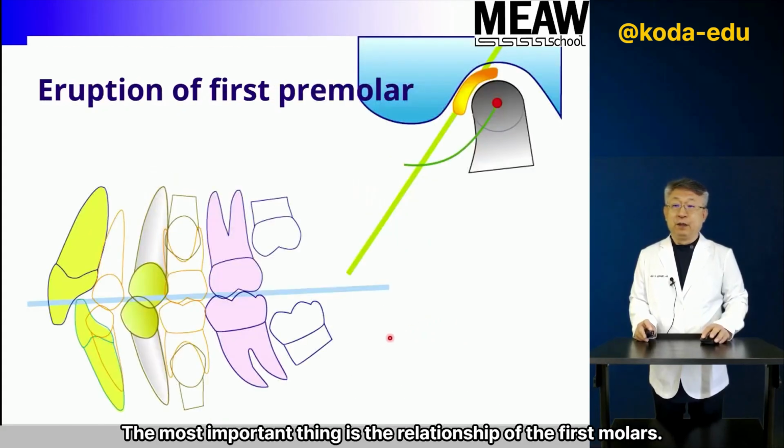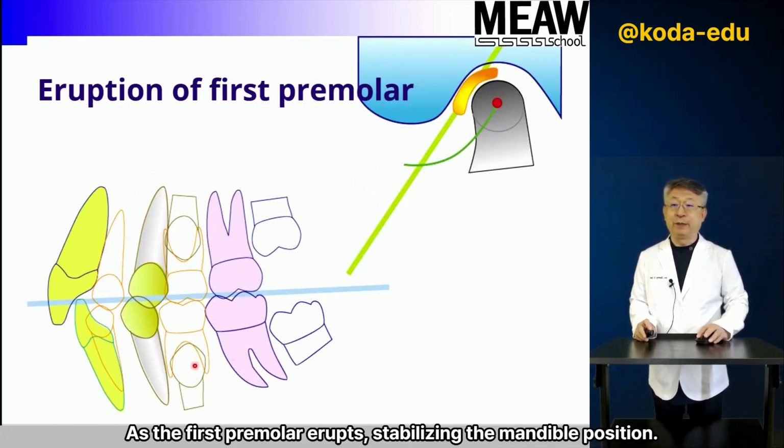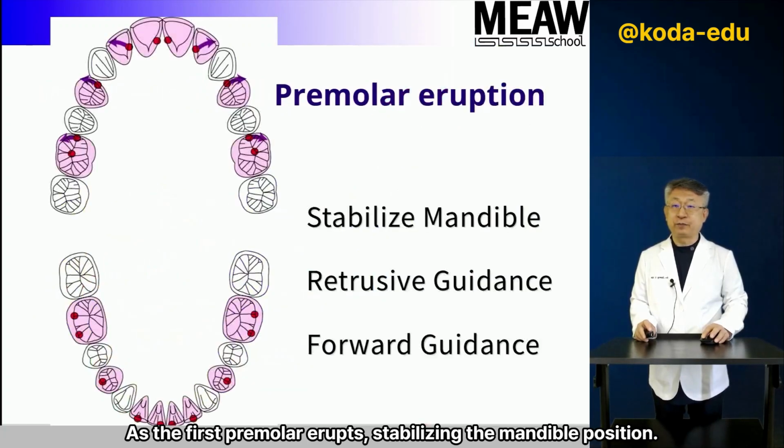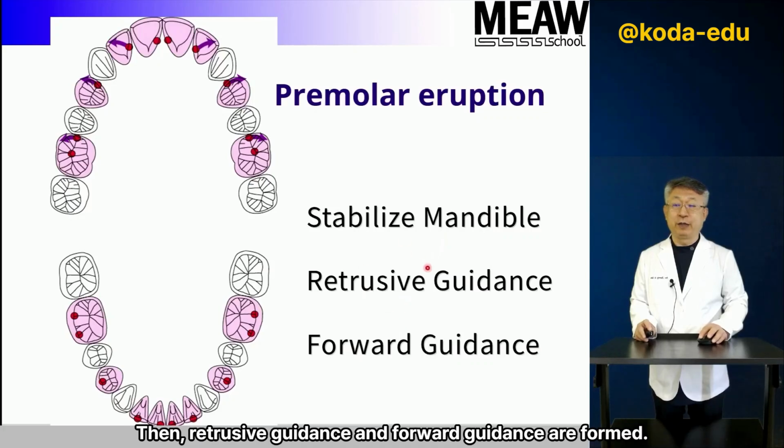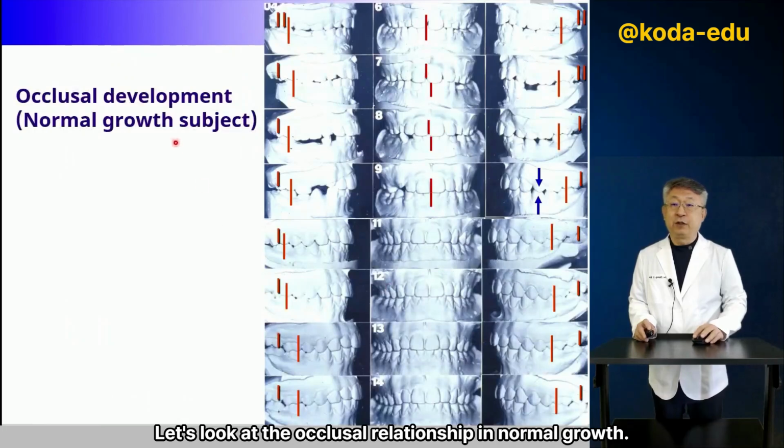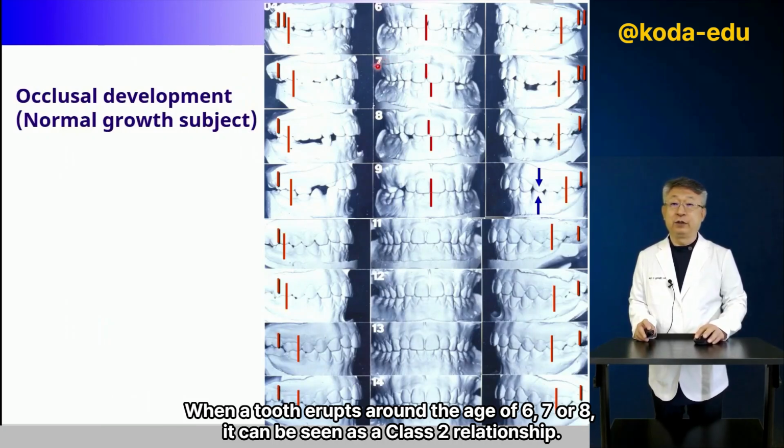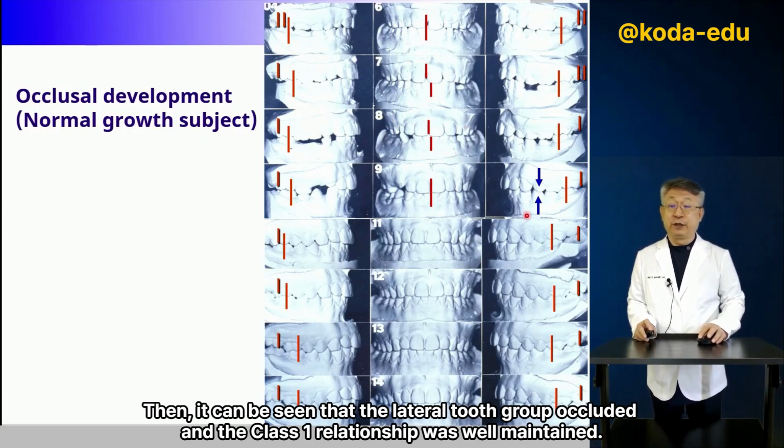The most important thing is the relationship of the first molars. As the first premolar erupts, stabilizing the mandible position, retrusive guidance and forward guidance are formed. Let's look at the occlusal relationship in normal growth. When teeth erupt around the age of 6, 7, or 8, it can be seen as a class 2 relationship. Then, it can be seen that the lateral tooth group occluded and the class 1 relationship was well maintained.